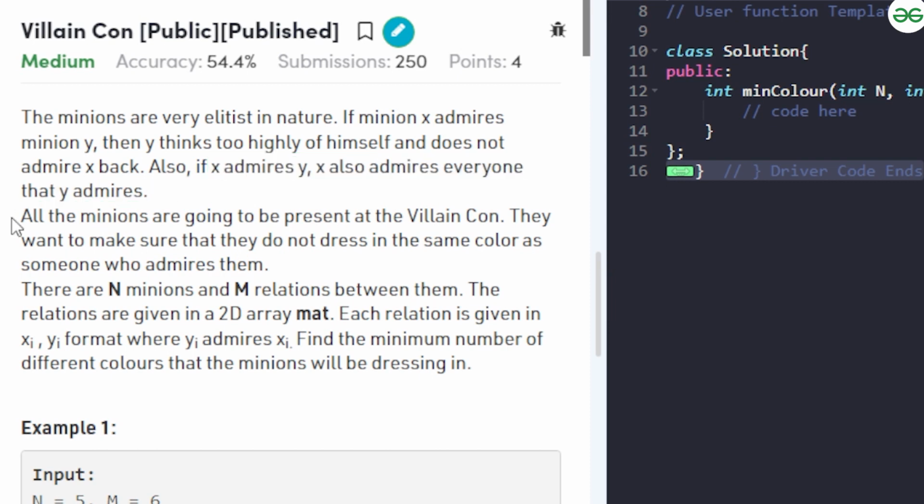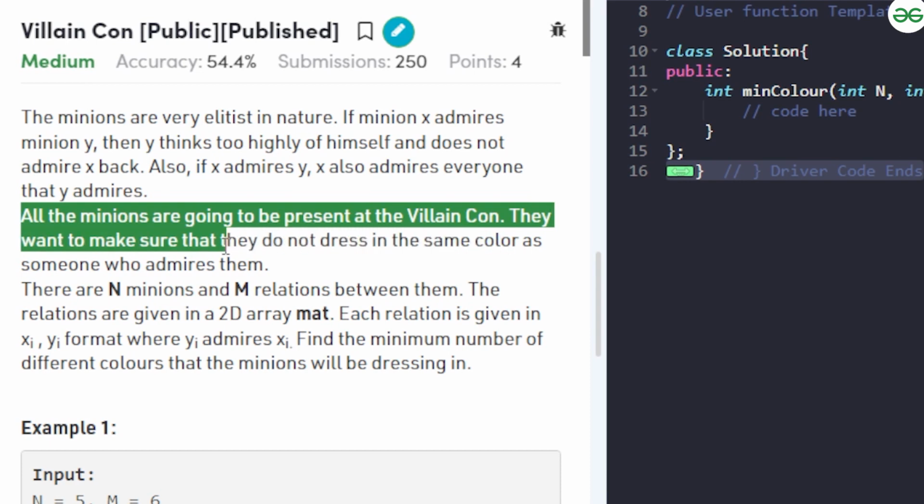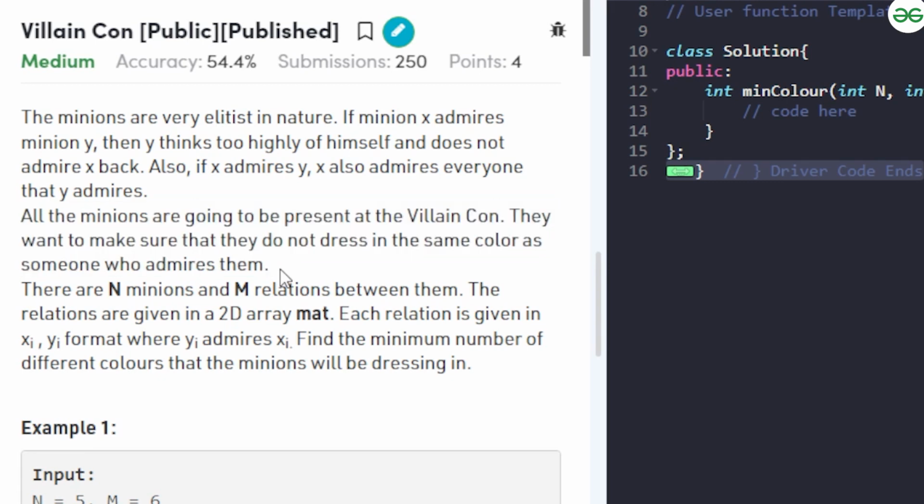Now, all the minions are going to be present in the Villain Con. They want to make sure that they do not dress up in the same color as someone who admires them. So if someone admires them, the color of their dress should be different. They should not be of the same color. There are n minions and m relations given to us.